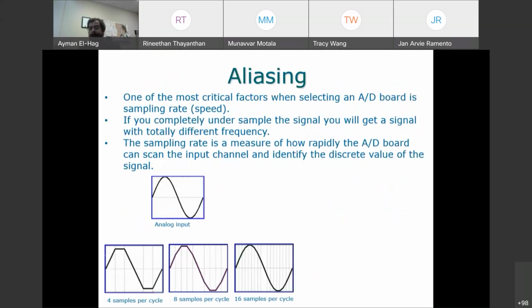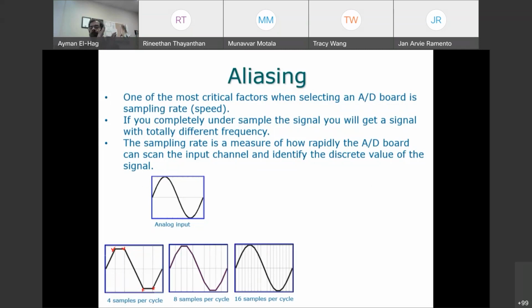Okay, now a problem that can happen when you do the sampling, we call it aliasing. What is aliasing? Now, this is my analog signal. Imagine if I am just taking 4 samples per cycle. So in every cycle, this is one full cycle, I'm taking only 4 samples. So I'm taking this sample, this, and this sample. So we connect the dots, and you will have a completely distorted signal. So this is what we call aliasing. You are distorting the original signal.